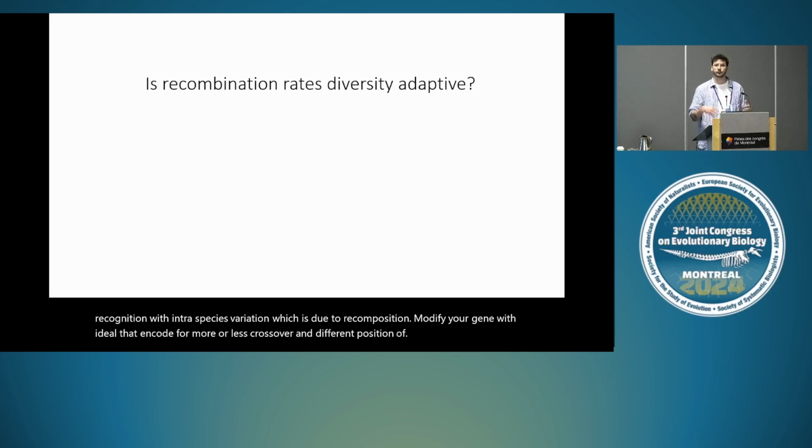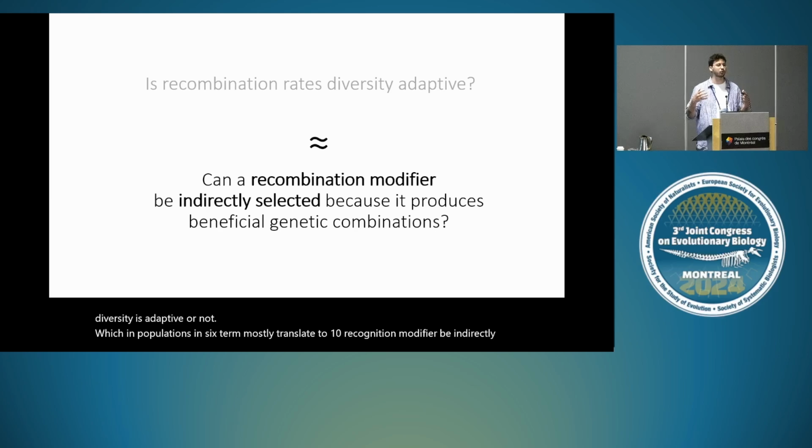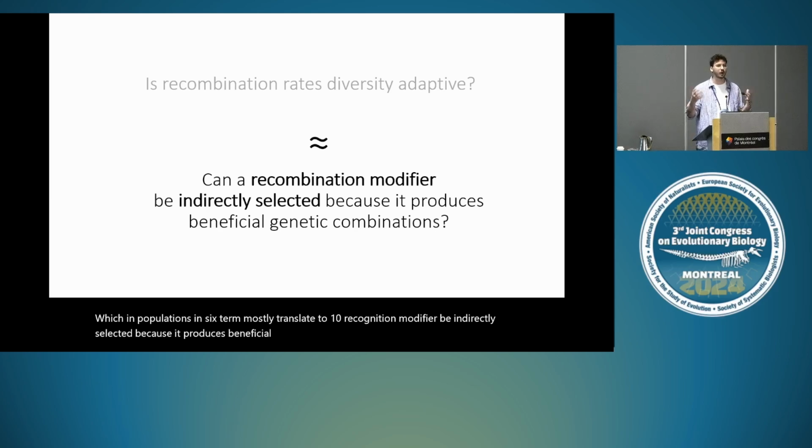So a question that must interest a lot of us in this room is whether this recombination rate diversity is adaptive or not, which in population genetics terms mostly translates to: can a recombination modifier be indirectly selected because it produces beneficial adaptive combinations? It is indirectly selected because it creates some genetic combination at some loci and then it needs to spread by association with this genetic combination.